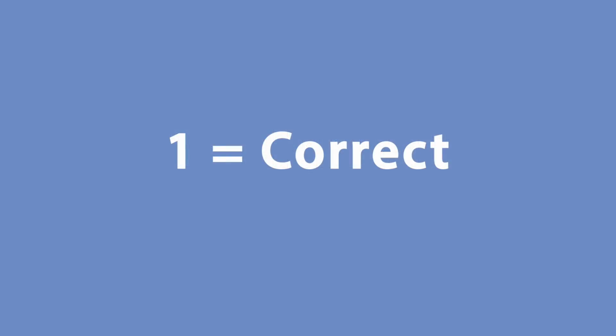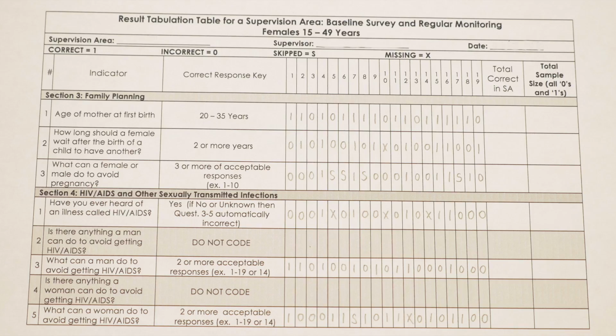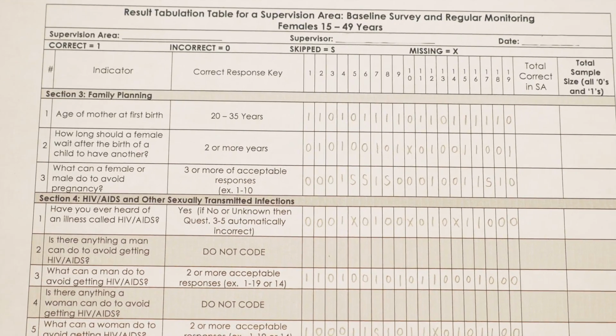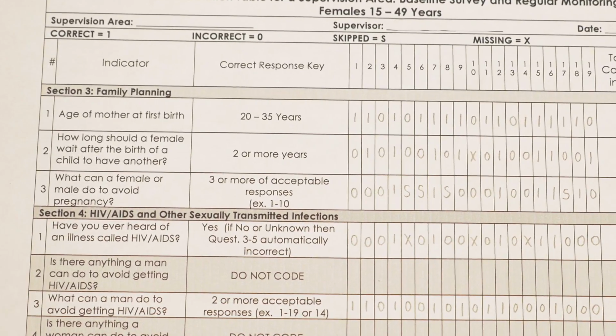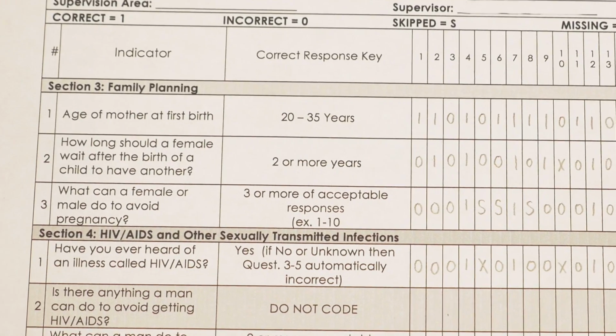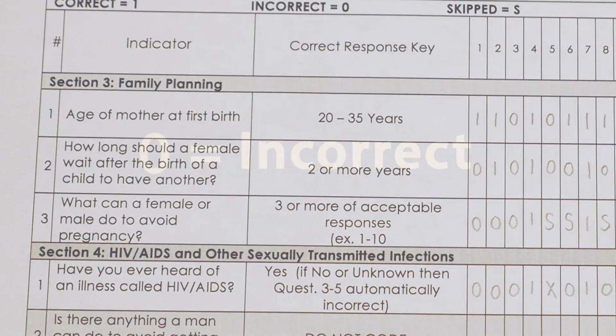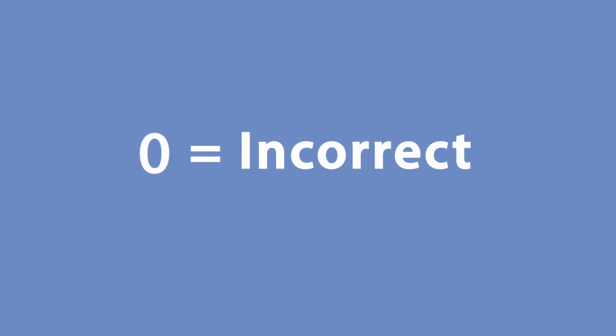A correct response, or 1, means that the respondent has demonstrated the correct knowledge or practice. Their answer will more or less match the desired response that's written in the left-hand portion of the tabulation table. A 0, or incorrect response, means that they did not demonstrate this knowledge or practice.